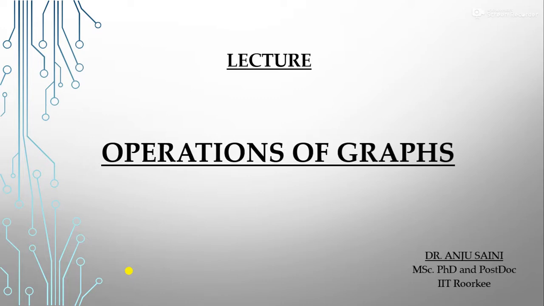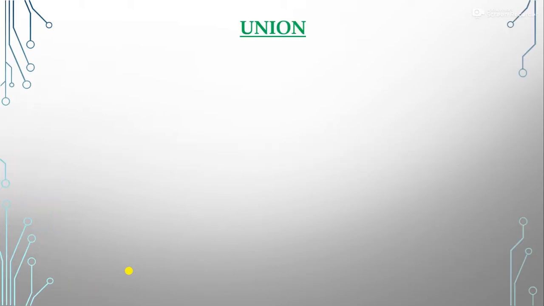So here we will discuss the operations of graphs. We have some operations that we use on graphs, which means we can calculate with graphs by these operations. So now, first of all, is union.